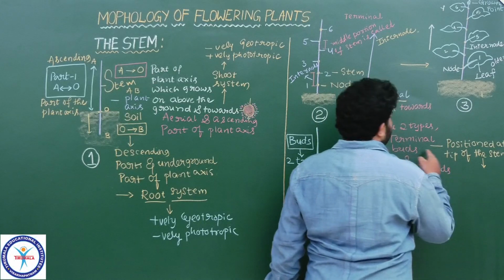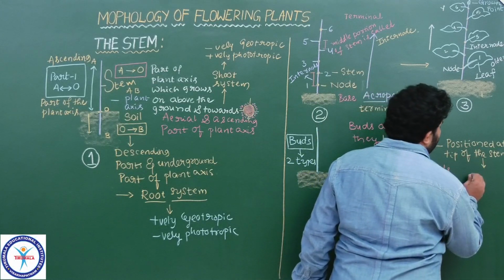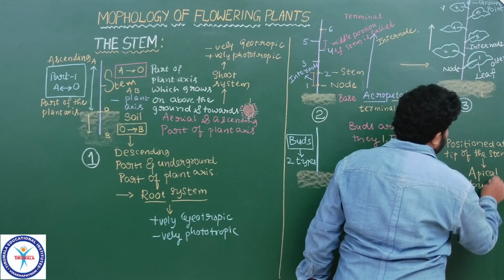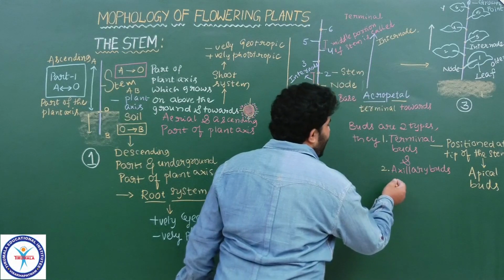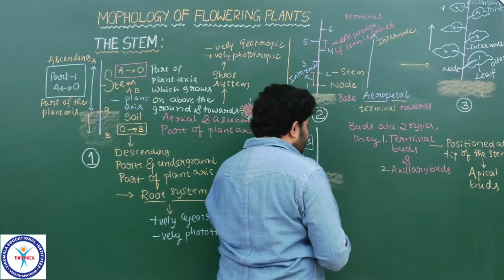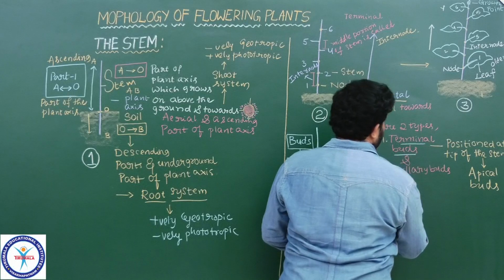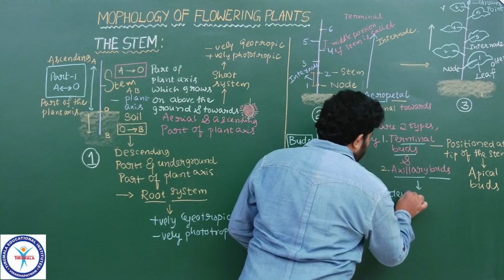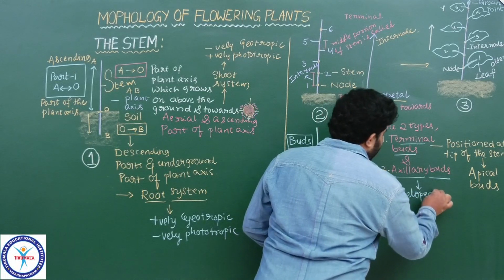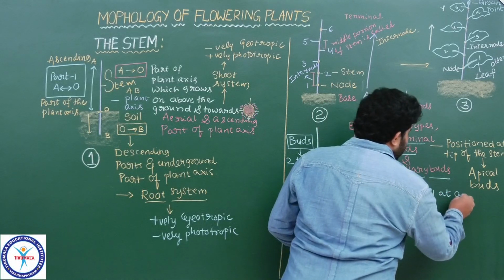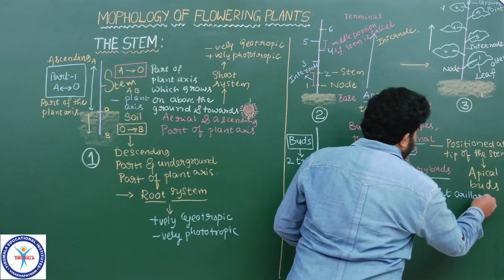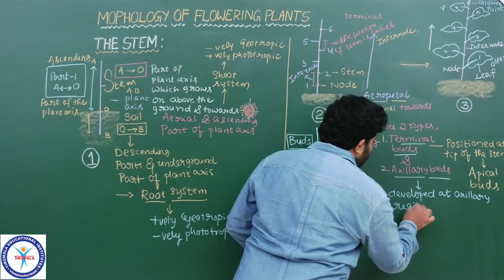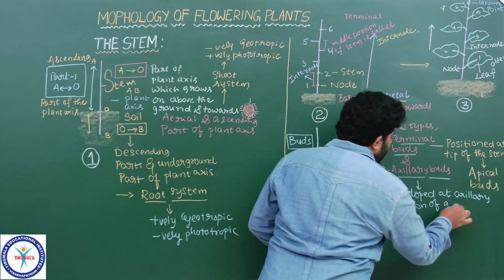So the buds specially positioned at the tip of the stem are called apical buds. These buds are also known as apical buds. But there is another type of bud, the axillary buds. Now coming to the point, axillary buds. These axillary buds develop at the axillary region, not at the terminal region, the axillary region of a stem.